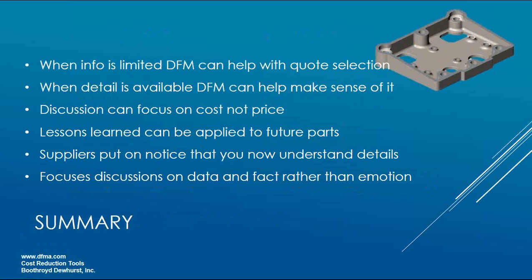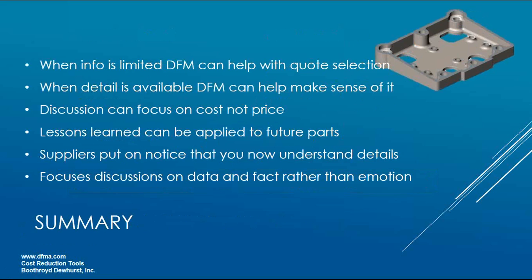And so this is what I would want to bring you to in summary then, that when information is limited, DFM can be very helpful in terms of quote selection, right? Hopefully you got from my example there with the 4 quotes from the same part that a lot of times people just pick the lowest one, and is that the right thing to do?